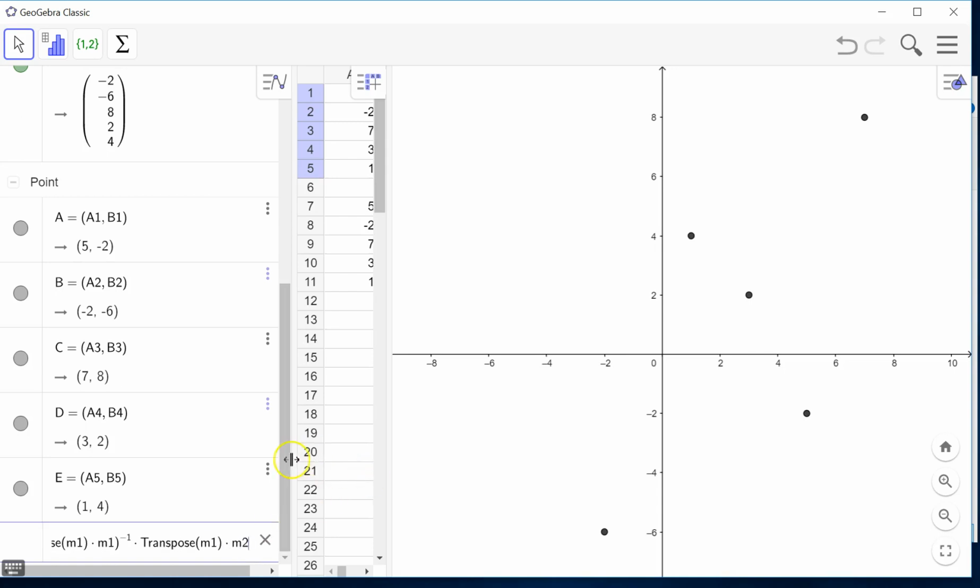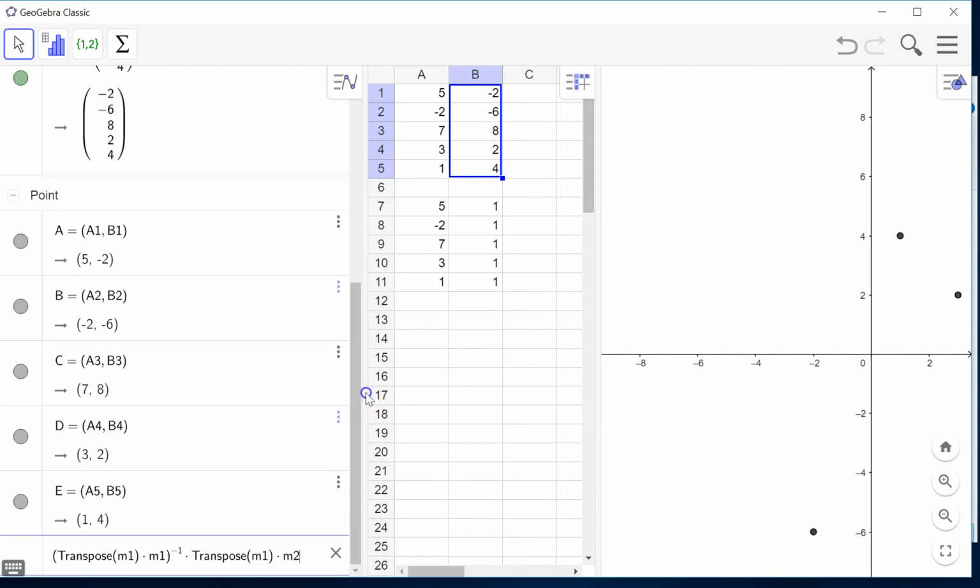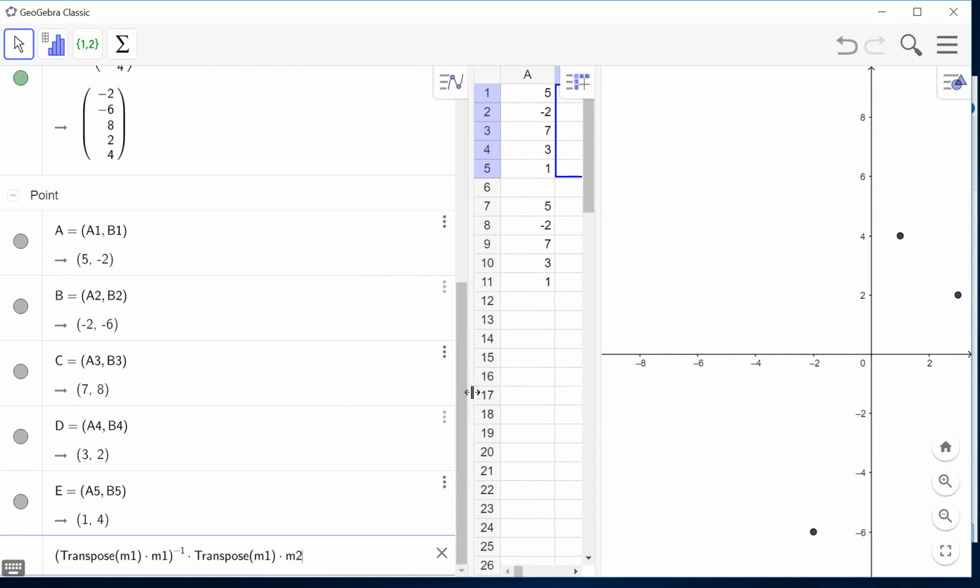So let's see if I can widen this a bit so you can see it all at once. So again, this is the syntax. The transpose of M1, that's A transpose times A. Take the inverse. And then A transpose times the B.